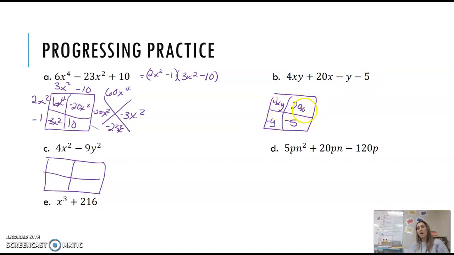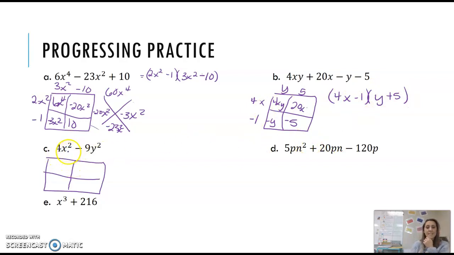So 4xy and 20x have a 4x. That's their greatest common factor. The greatest common factor between these two would be y, and then 4x times 5 would get me 20x, and y times negative 1 would get me negative y, and negative 1 times 5 is the answer, so my final answer is 4x minus 1 times y plus 5. And then that is my final answer.